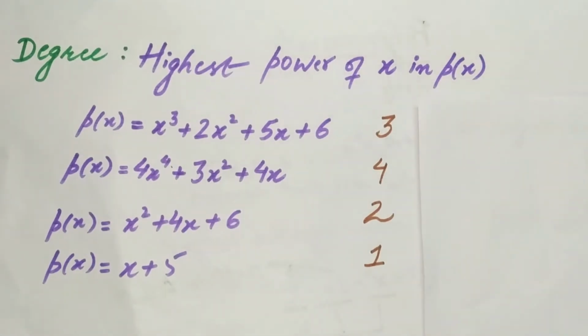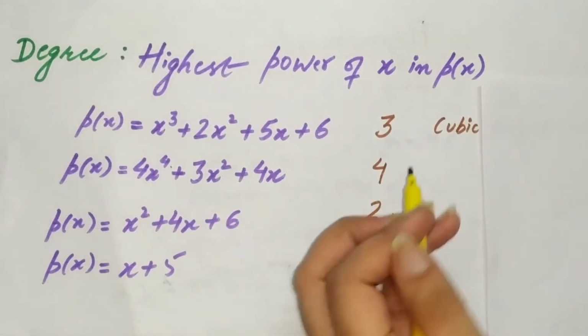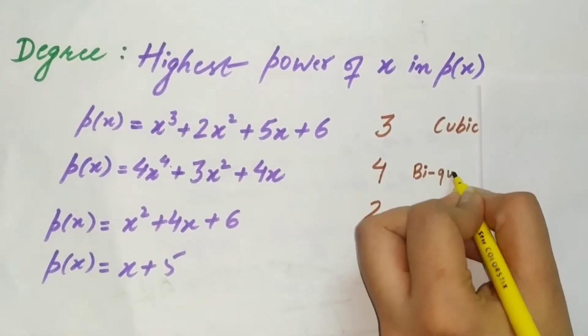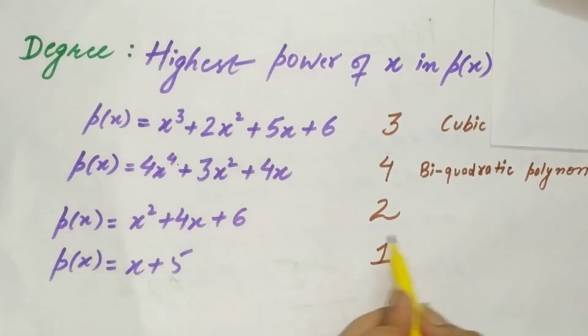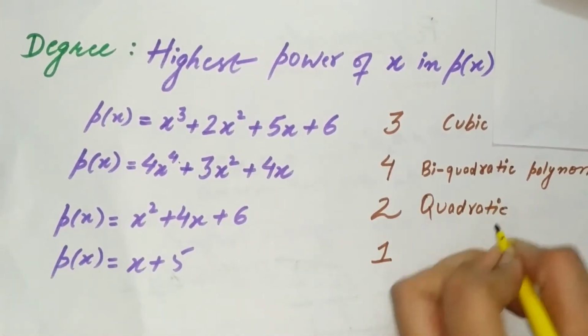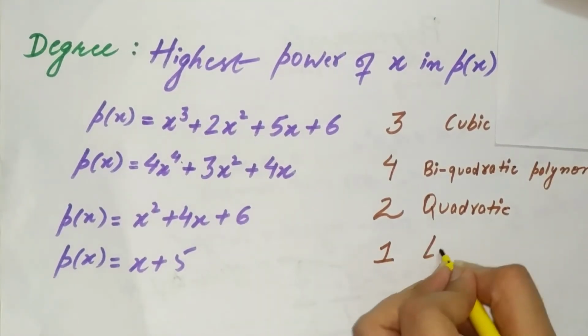Remember, a polynomial of degree 3 is known as cubic polynomial. A polynomial of degree 4 is biquadratic polynomial. And a polynomial of degree 2 is quadratic polynomial. And a polynomial of degree 1 is linear polynomial.